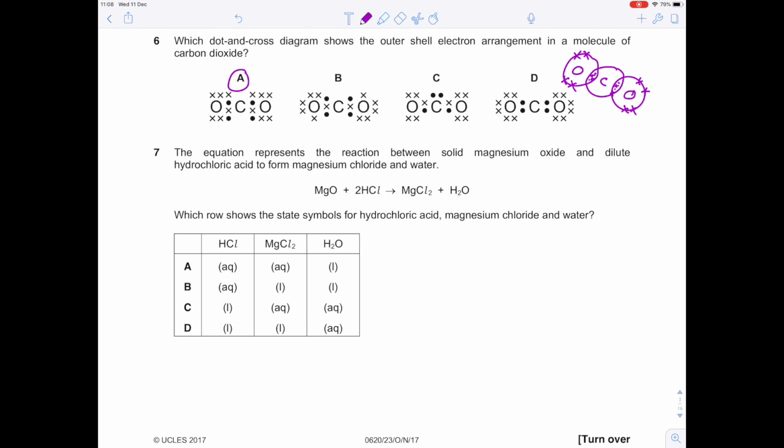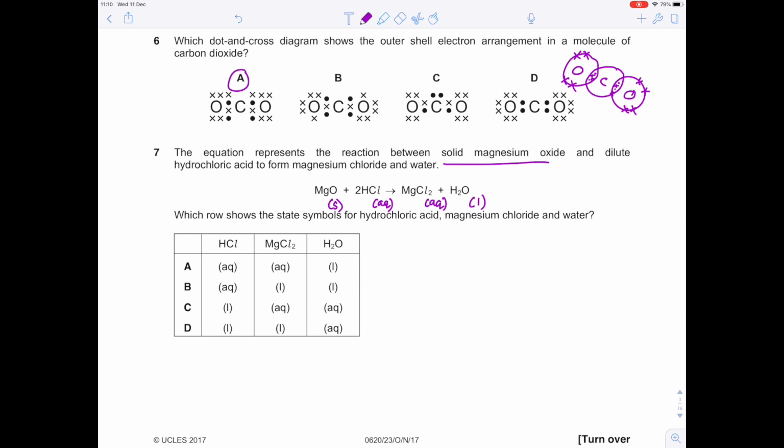The equation represents the reaction between solid magnesium oxide and dilute hydrochloric acid to form magnesium chloride and water. Which row shows the state symbols for hydrochloric acid, magnesium chloride and water? Now, we know that magnesium oxide is solid, it's told us there, so don't ignore the question. Hydrochloric acid is an acid in solution, so it's aqueous. Magnesium chloride is a soluble salt, so it's aqueous.